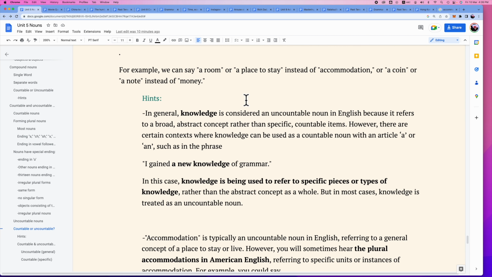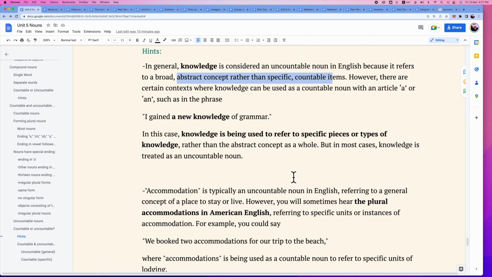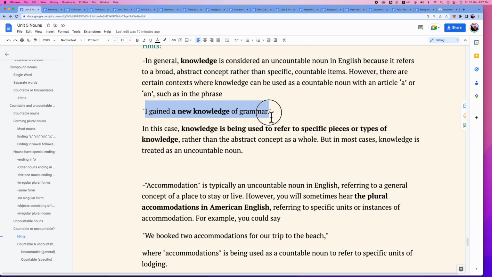Let's take a look. Knowledge is considered to be an uncountable noun in English and refers to an abstract concept, rather than a specific countable item. However, there are some situations where we could use the word knowledge as a countable noun with an article a or an, such as I gained a new knowledge of grammar. In this case, knowledge is being used to refer to a specific piece or type of knowledge.